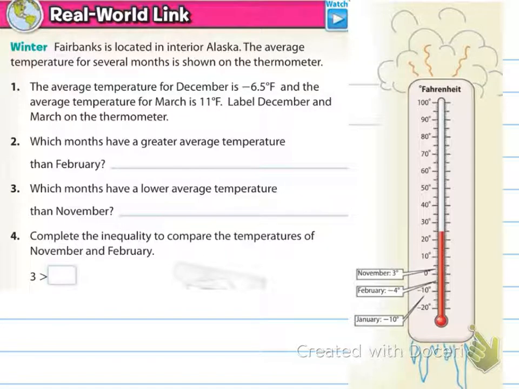Which months have a greater average temperature than February? And which months have a lower average temperature than November? Complete the inequality to compare the temperatures of November and February. So go ahead and complete 1 through 4. Pause the video now.